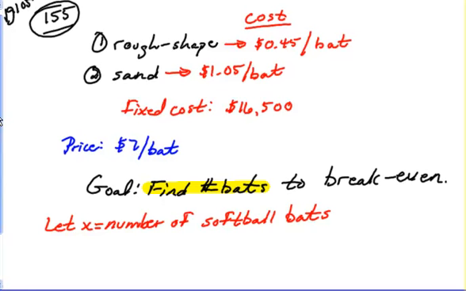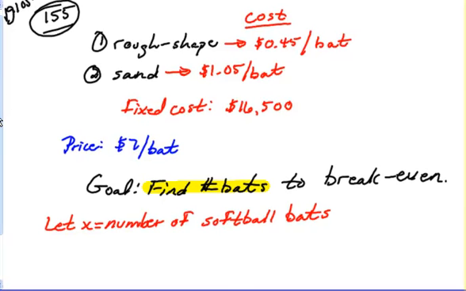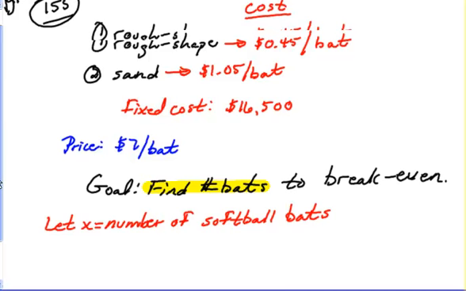Let's talk about the cost, people. Help me set it up. We have a fixed cost. Does X go beside that one? No. What about 45 cents per bat? Yeah, sure. It's depending on the number of bats, right? So 45 cents times X, and what else times X? Okay, 1.05. Let's write that.